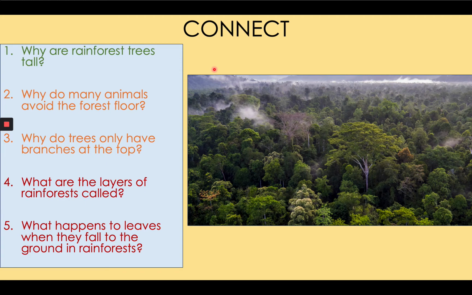Okay, so this lesson we're going to answer 2 questions. Number 1, what is the nutrient cycle like in rainforests? And number 2, what happens in the different layers of the rainforests? And why is that important?